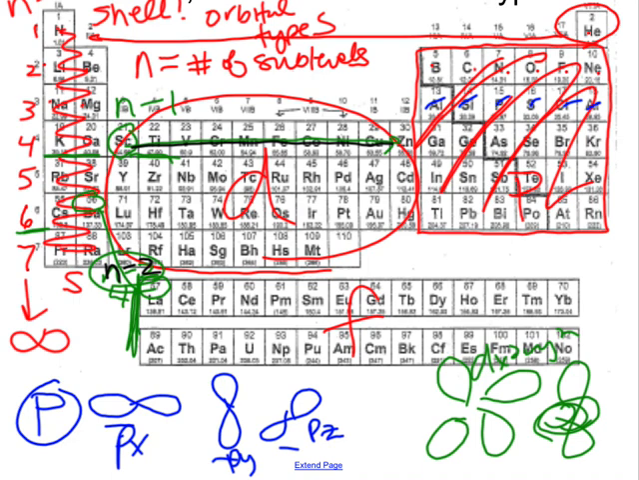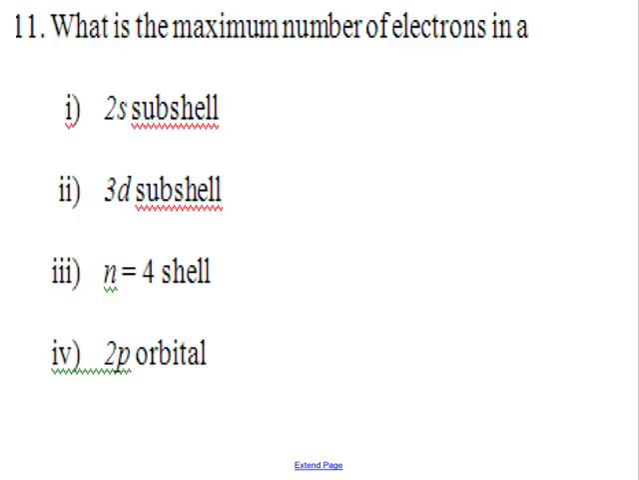How many orbitals on a d sublevel? 5. How many electrons on a d sublevel? 10. How many orbitals on an f sublevel? These are even crazier looking. 7. How many electrons on an f sublevel? 14. All right, good. So we remember some stuff from Chem 1. Yay. So let's answer these questions.